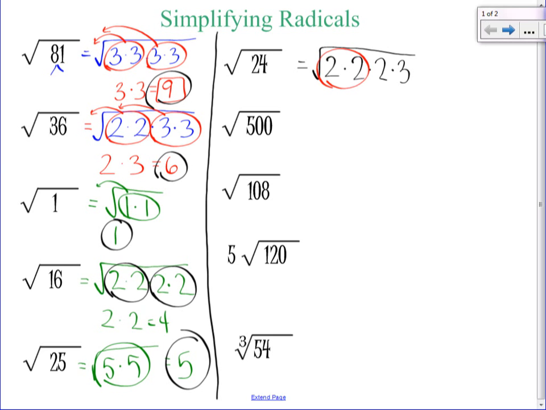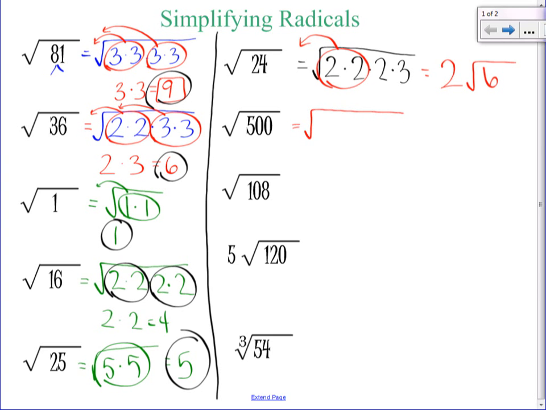So what do we do with that? We take it out of the root, take it out front, which has 2 here. What's left over underneath the root? 2 times 3, which is 6. So square root of 24 is the exact same thing as 2 root 6. Okay, let's try it with 500.